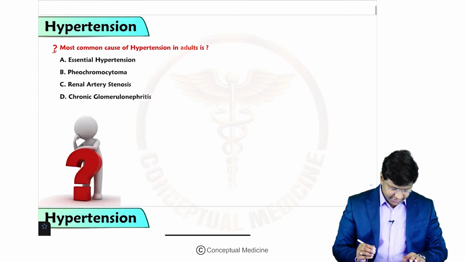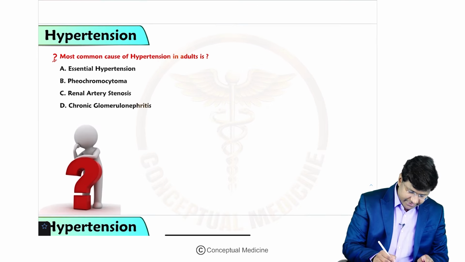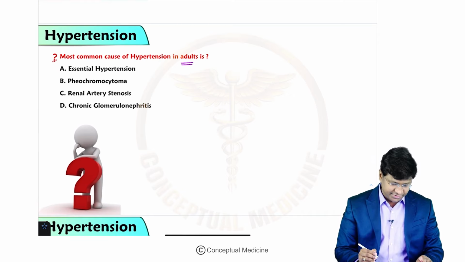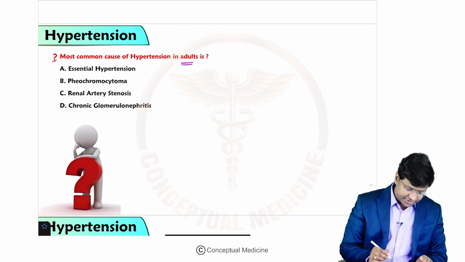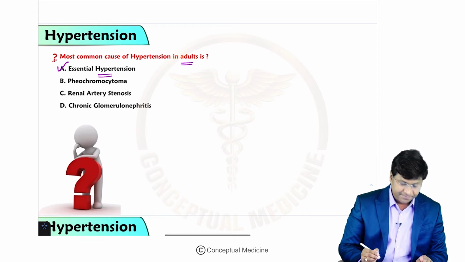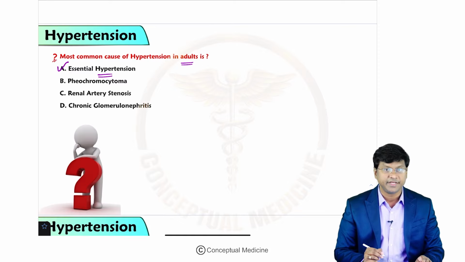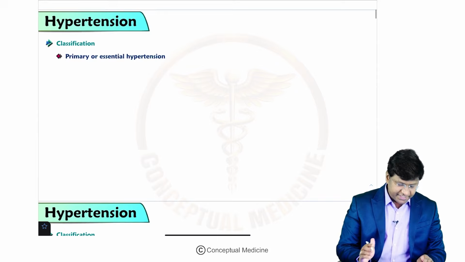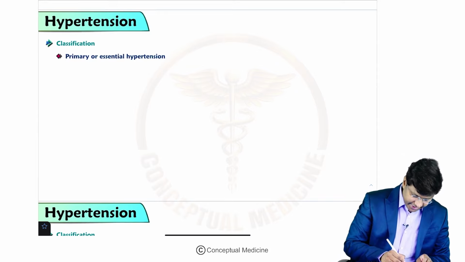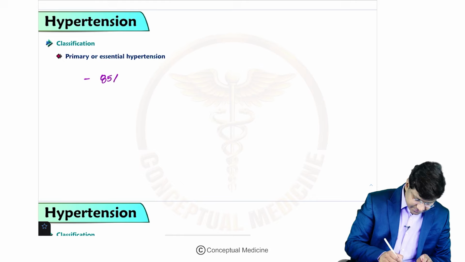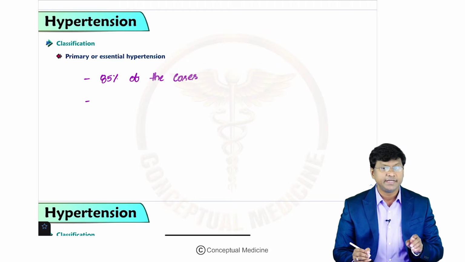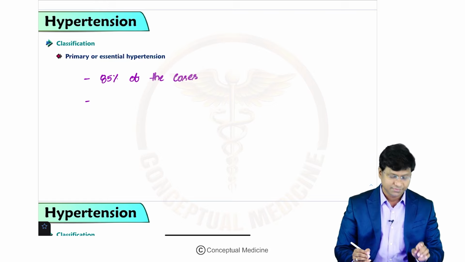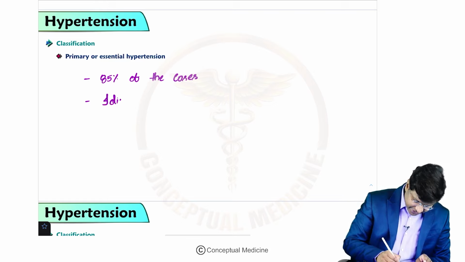Now, if you see this question: the most common cause of hypertension in adults is essential hypertension, pheochromocytoma, renal artery stenosis, chronic glomerulonephritis. Please remember, the most common cause of hypertension in adults is essential hypertension, also called primary hypertension. It accounts for 85% of cases, and it is not possible to define a specific underlying cause. The etiology is idiopathic.